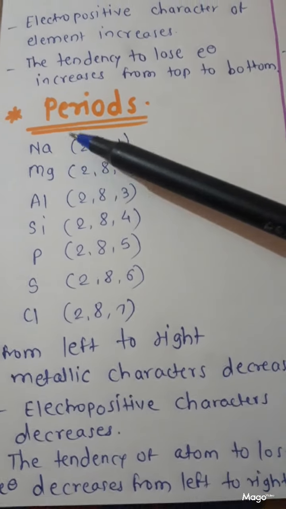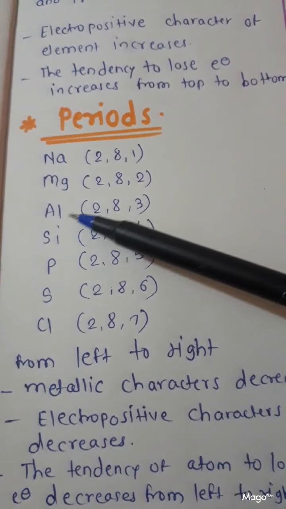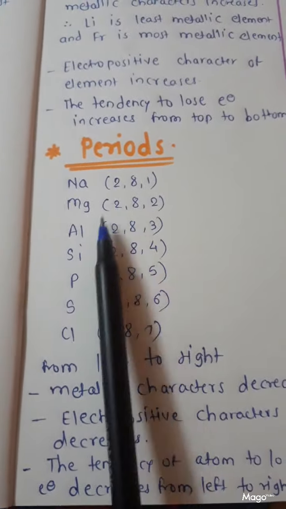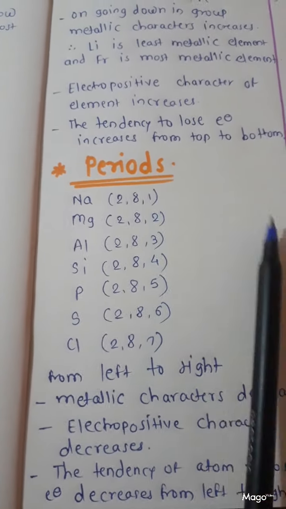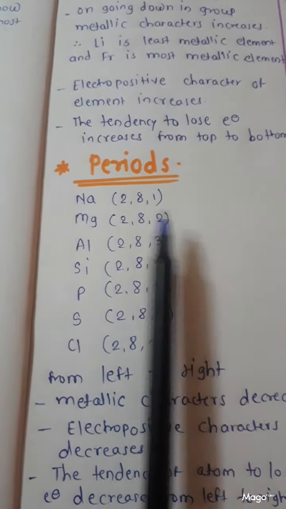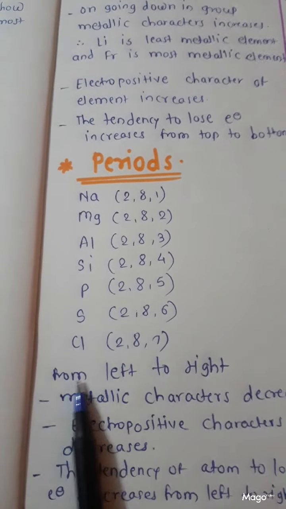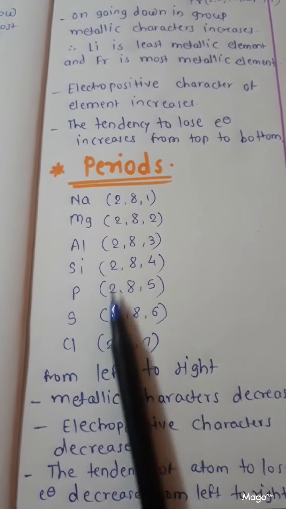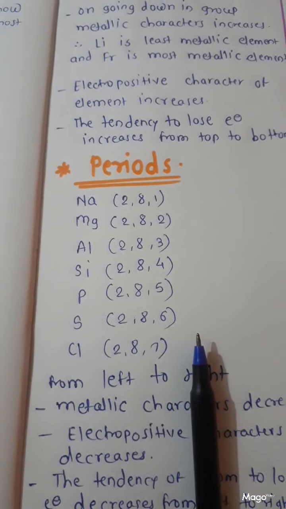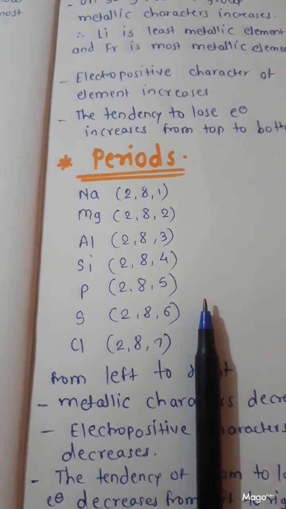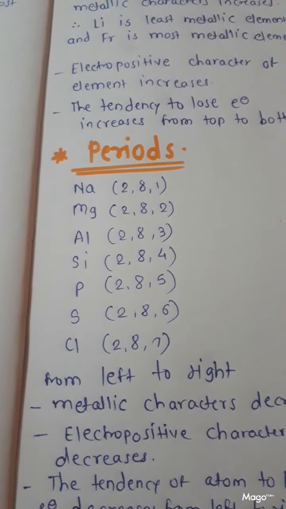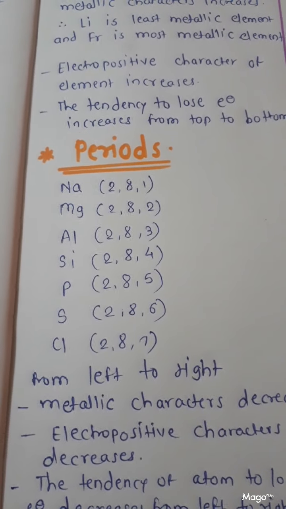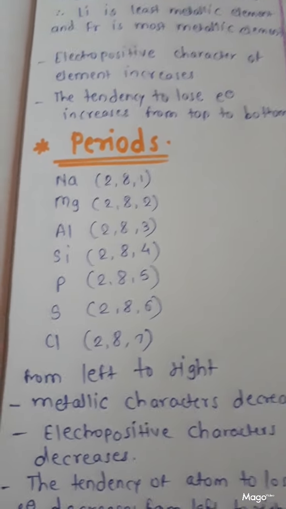When we are talking about a period, sodium, magnesium, aluminum, silicon are all present in the same period. You can see here 2,8,1; 2,8,3, electrons are just added in the same shell. This means the number of shells remains constant throughout the period from left to right. Only the number of electrons in the outermost shell increases. That's why the outermost electrons experience greater pull from the nucleus, and atomic radius, atomic size, decreases as we go from left to right in a period.